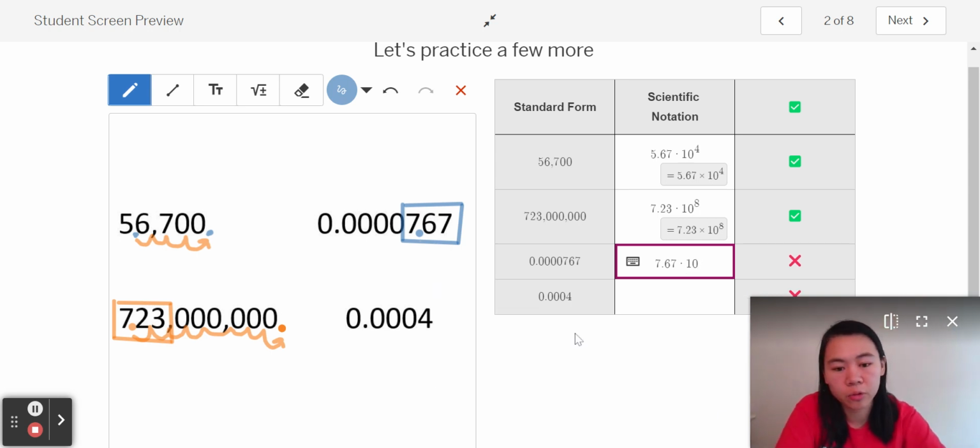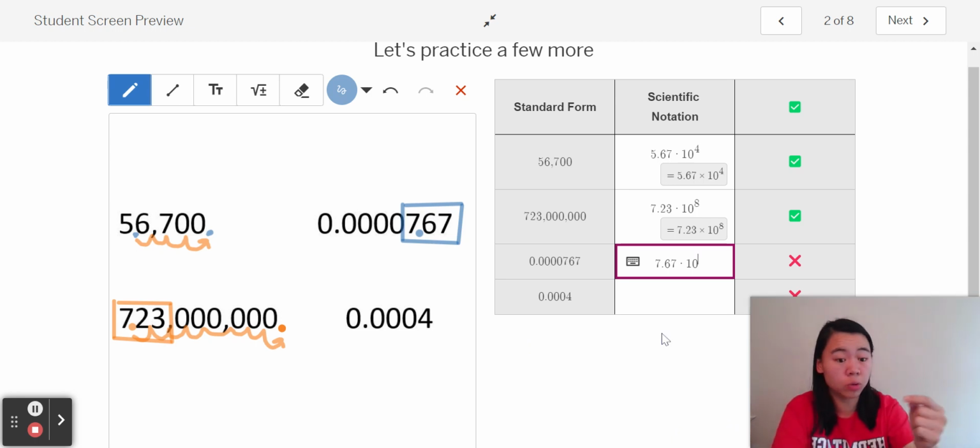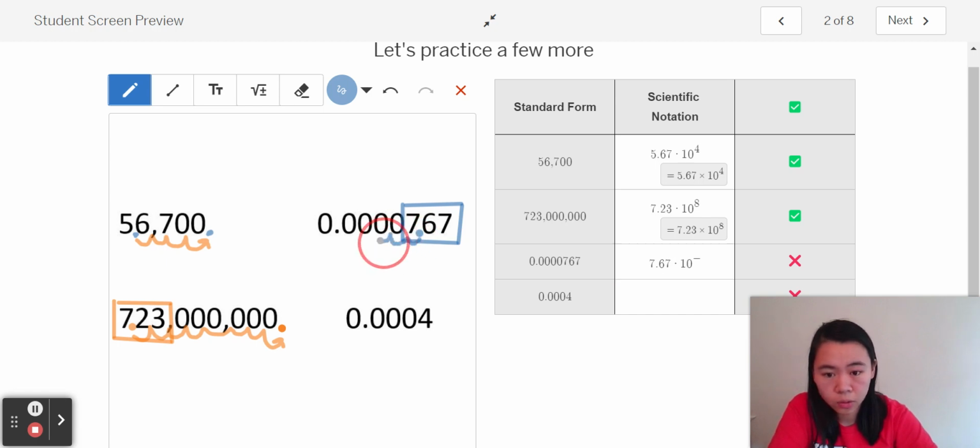How far did I move my decimal place? It is small. We're moving it to the left now. You can also see it's going to be a negative number. Let's count now. 1, 2, 3, 4, 5.